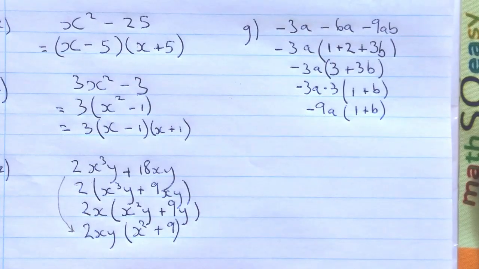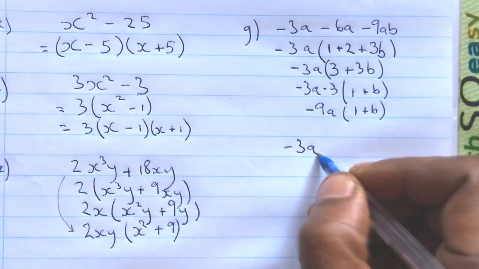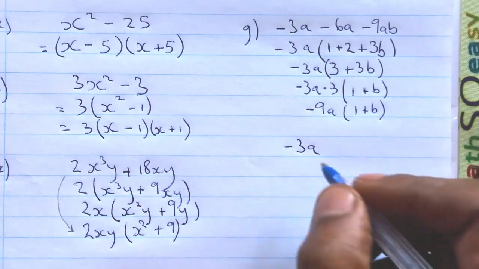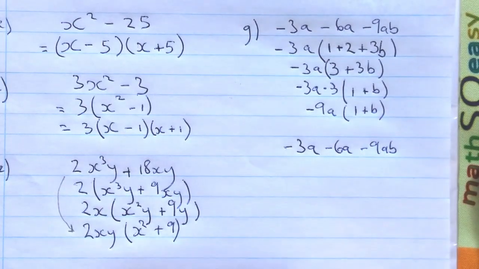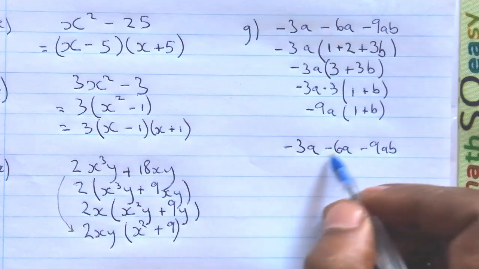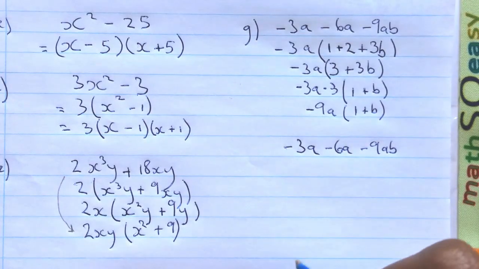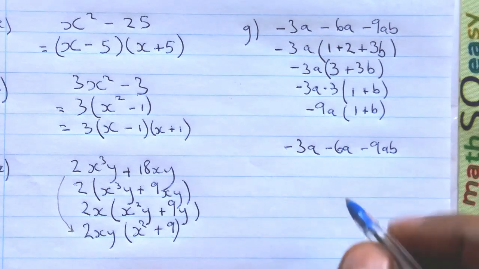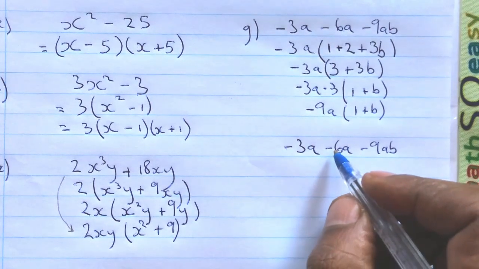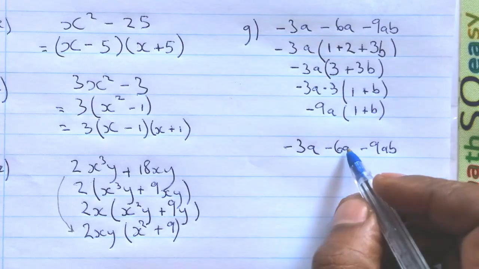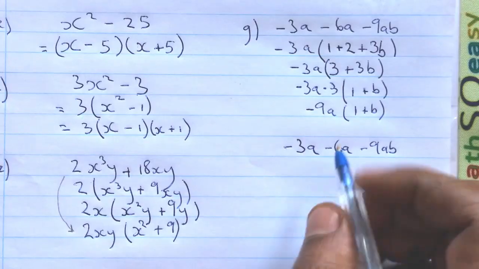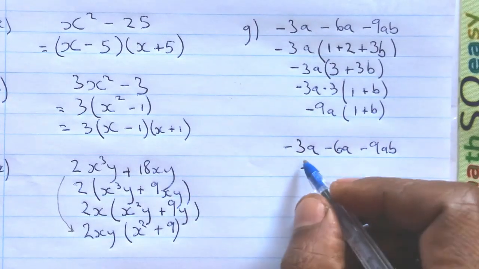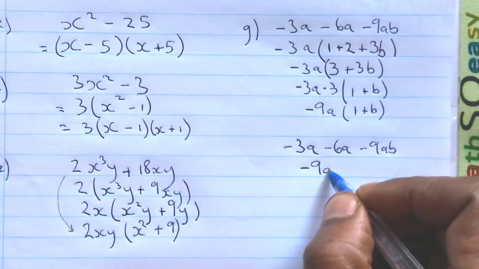All right. If I was awake, I could have done what? I could have said this. They gave me negative 3A, and then they gave me negative 6A, and then they gave me negative 9AB. If I was awake, I was going to say, the first thing that we learned when we started algebra was dealing with like terms. It means these two are like because they have the same variable, same power, power 1. I can just add them. And they are both negative. So when I add them, I have 9A.